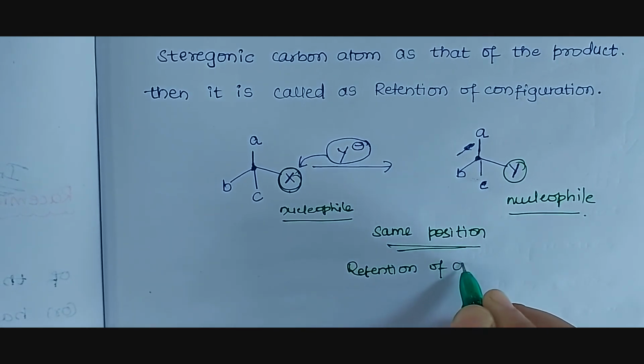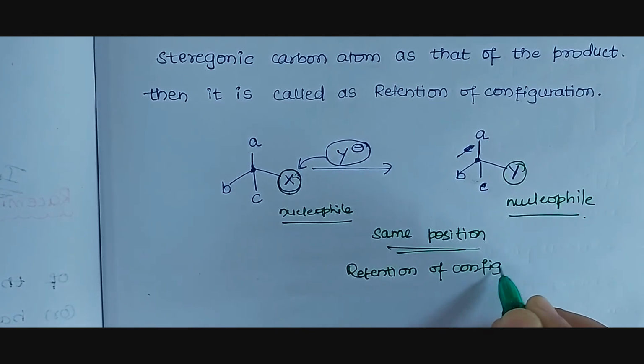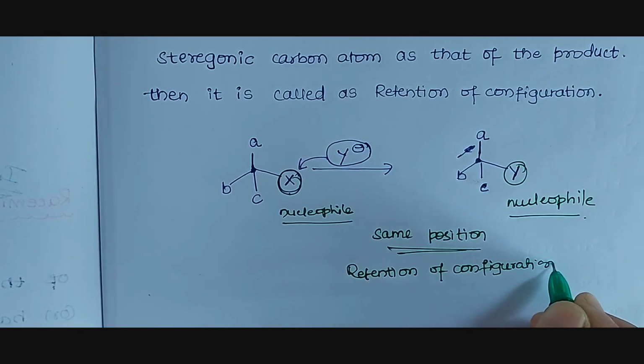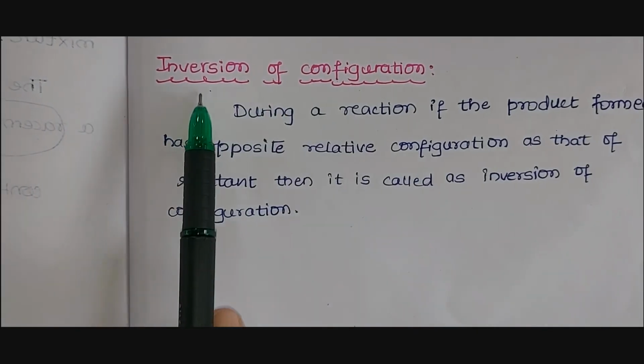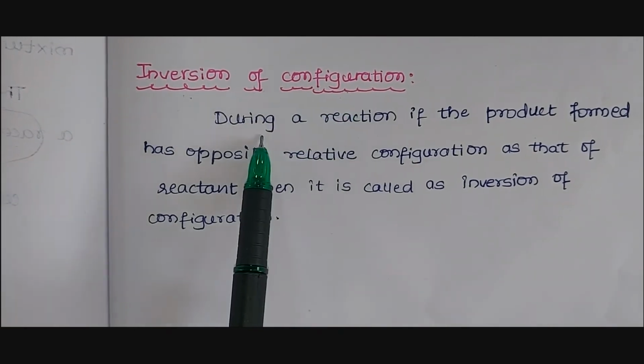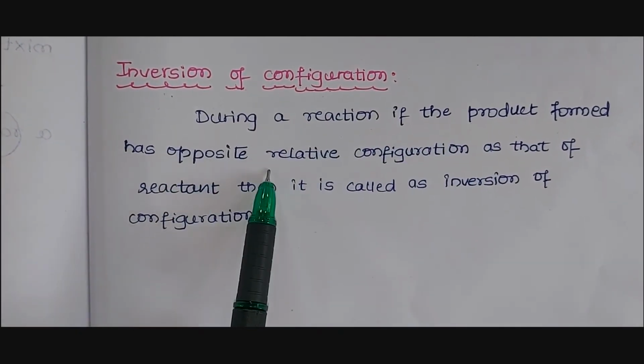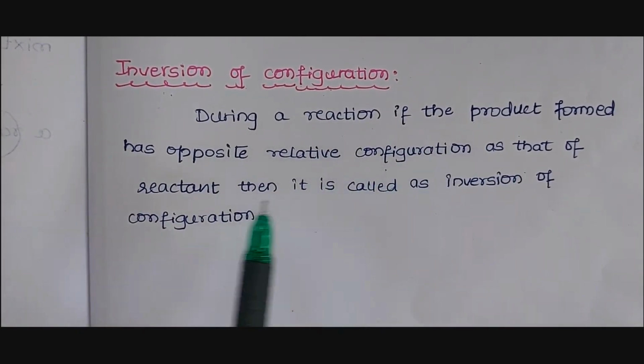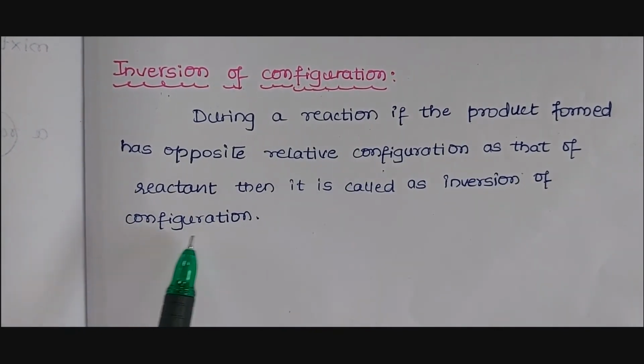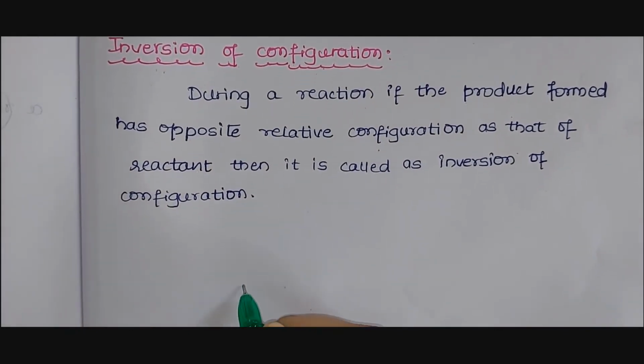So this is what we have discussed. I had said I'll discuss it in this video. Inversion of configuration. During a reaction, if the product formed has the opposite relative configuration to that of the reactant, then it is called inversion of configuration. So what do you mean by inversion of configuration?